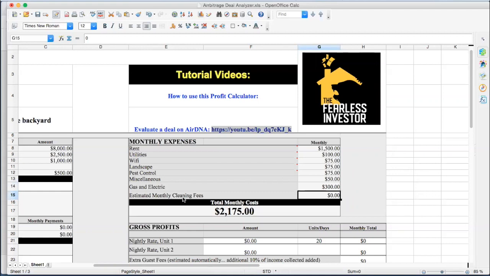Estimated cleaning fees. This is monthly, so we're not doing one cleaning fee, we're doing an entire month. If you've done a little bit of research, you should know at this point how many cleanings or turnovers you should probably expect. In my area, I have 8 turnovers, so that's an average throughout a month. So I'm going to do the same thing here. Let's say I got quoted at $100 for cleaning, and I have an average of 8 turnovers. So 8 times 100 is $800.